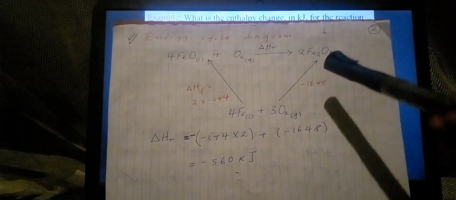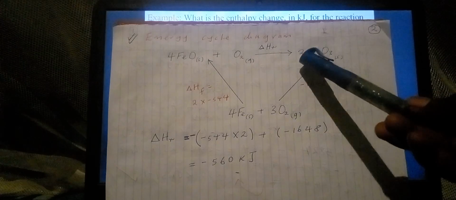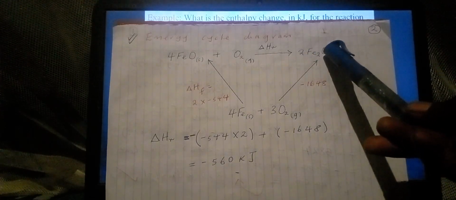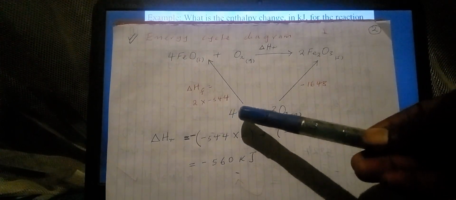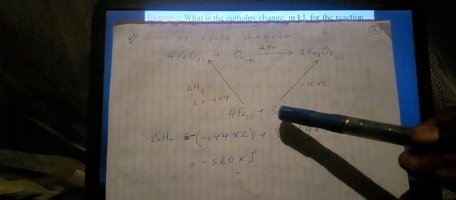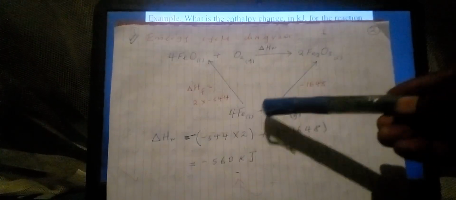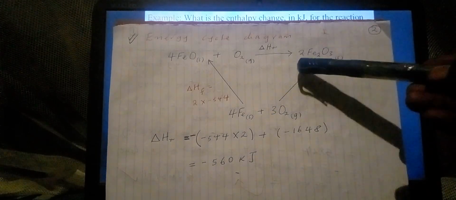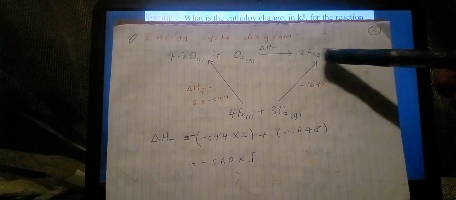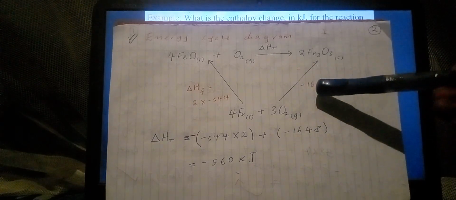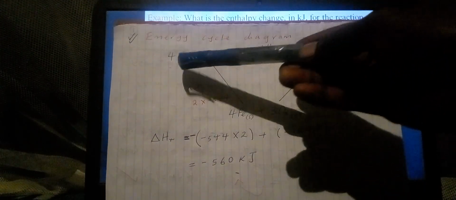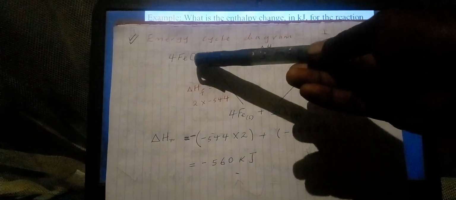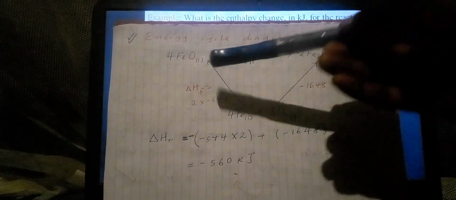So now from this energy cycle diagram, you will find that here we are forming 2 moles of iron 3 oxide from 4 moles of iron 2 oxide, then here from 4 moles of iron and 3 moles of oxygen gas. So that means for us to move from elements to form products, to form 2 moles of iron 3 oxide, which will require negative 1648 kilojoules of heat. And for us to form 4 moles of iron 2 oxide, it means we shall double this amount of energy. We multiply negative 544 by 2, as you can see.